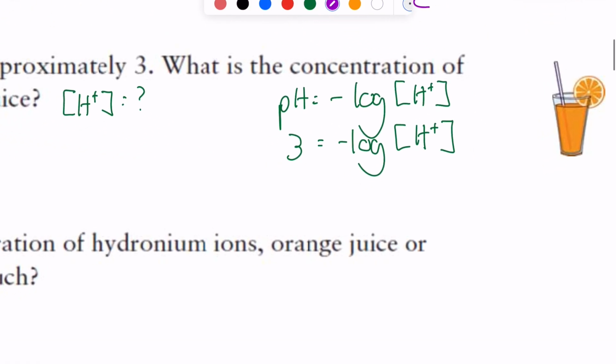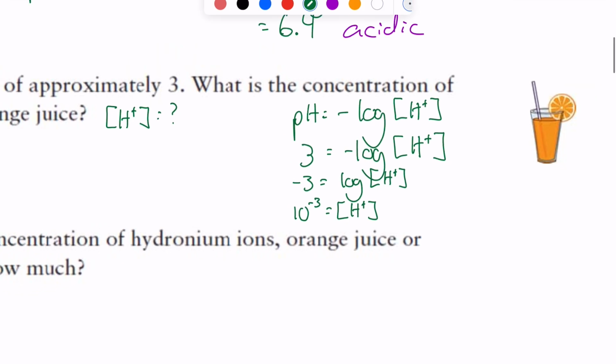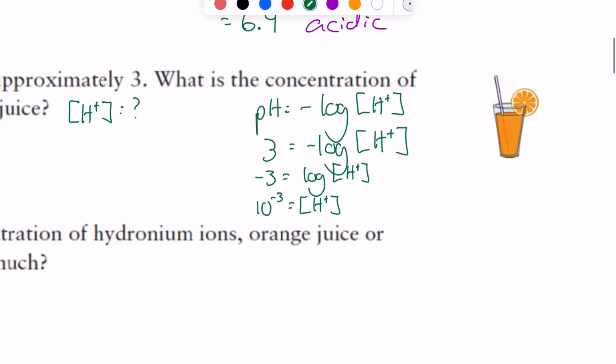So we first take this negative across. So that's negative 3 equals log H+. And then we have a 10 here. So that means we write it as 10 to the minus 3 is H+. And that would be fine. You can leave your answer like that, 10 to the negative 3, or you can write it as a decimal, 0.001. Either answer would have been fine, okay?